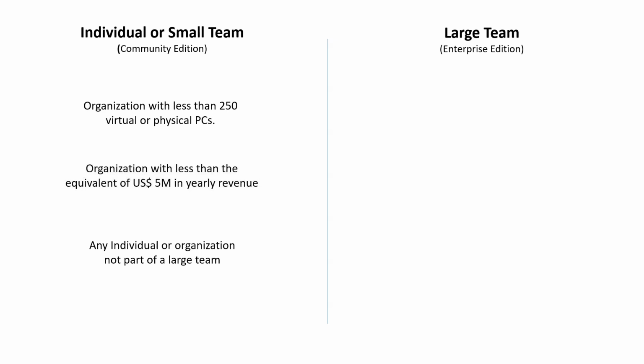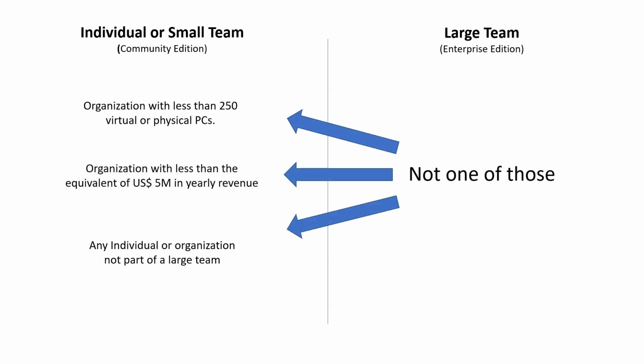But less than 250 PCs, less than $5 million in yearly revenue, then you qualify to use the Community Edition and it is completely free forever. And these are the words of Guy Kirkwood, so blame him if I am mistaken. So who is then a large team? Well, anyone who is not one of those. That's it. It's really that simple. So let's move on to the next slide and see what you can get for free.